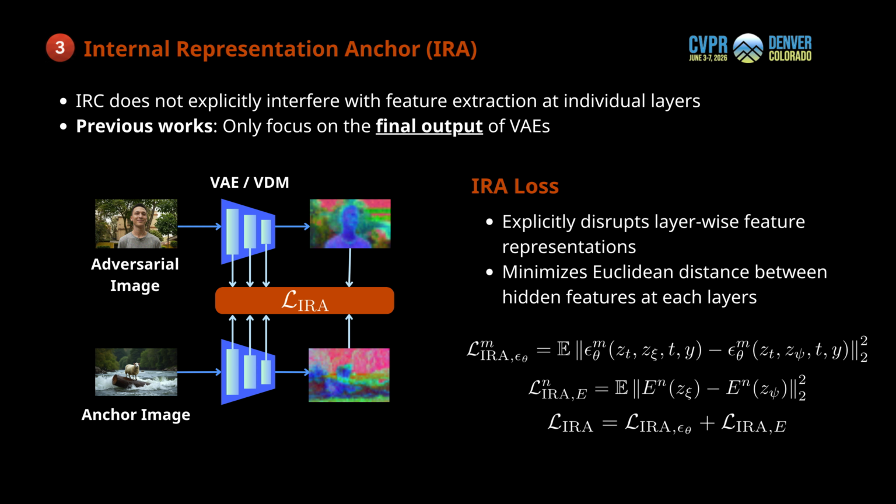IRC disrupts information flow across layers, but we also want to disrupt feature extraction inside each layer. This is the goal of internal representation anchor, or IRA. We introduce an unrelated anchor image. Then, for both the VAE and video denoiser, we minimize the feature distance between the protected image and this unrelated anchor image. Hence, the protected photo is no longer represented as itself. Its hidden features are pulled toward a different image, which damages identity preservation and semantic consistency. Compared with earlier defenses that mainly target the final VAE output, IRA explicitly attacks layer-wise representations inside both the VAE and the video diffusion model.